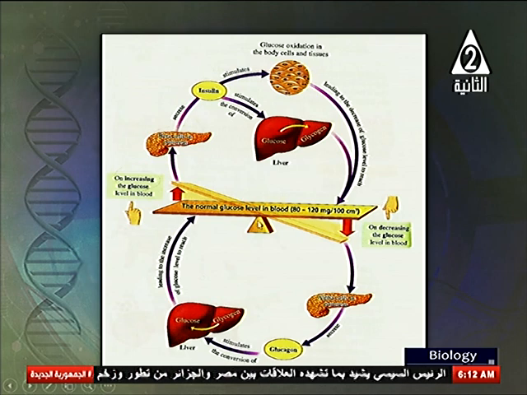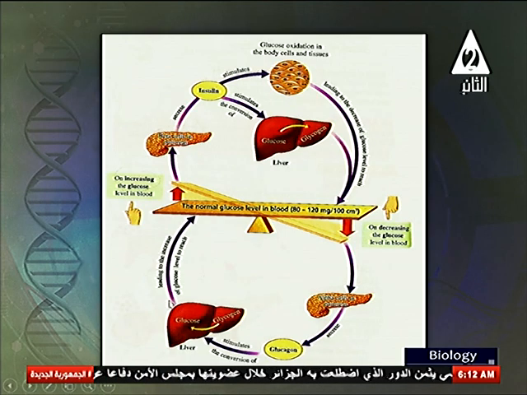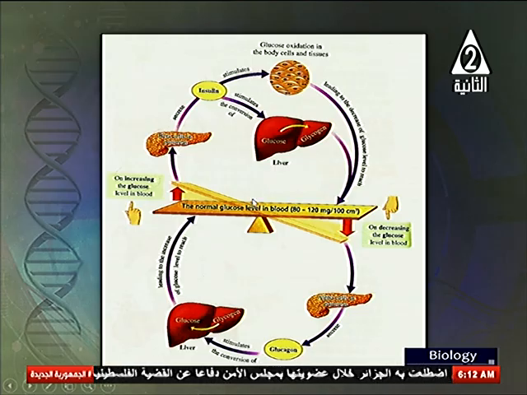What happens if the level of glucose decreases below the normal range? Pancreas secretes glucagon, while I'm fasting. Pancreas secretes glucagon, which stimulates the liver to convert glycogen to glucose and increase the level of glucose in the blood.